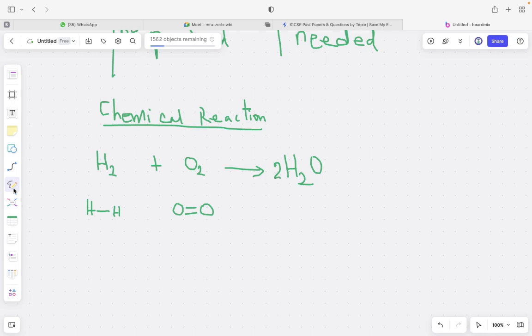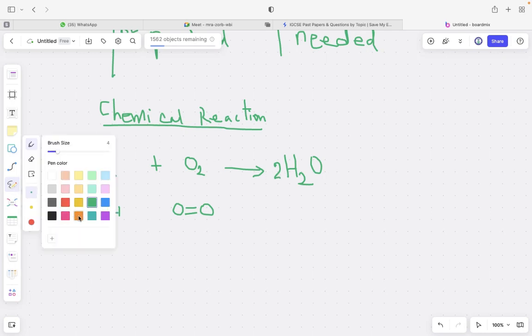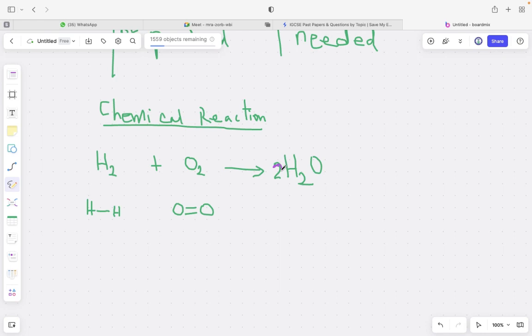Okay, let's use a different color to balance the equation. If I put 2 here, originally we have only 1 molecule of water. Now we have 2 molecules of water. So since we have 2 molecules of water, and the hydrogen, how many atoms of hydrogen? Atoms of hydrogen will now be 2 multiplied by 2. We have 4 atoms of hydrogen here, and 2 times 1 is 2, 2 atoms of oxygen here.